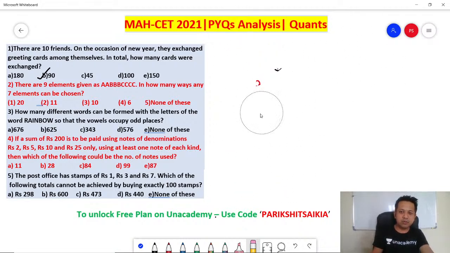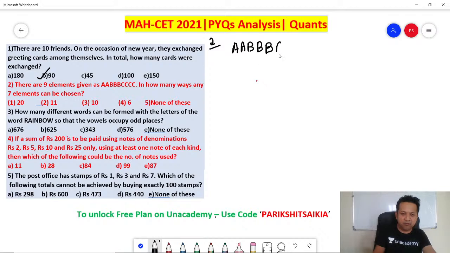Number 2. There are 9 elements given as AA, BB, and 4 Cs. In how many ways can any 7 elements be chosen? Now think about it. Out of 9, you got to select 7. Now, instead of thinking that I need to select 7, think the other way around.